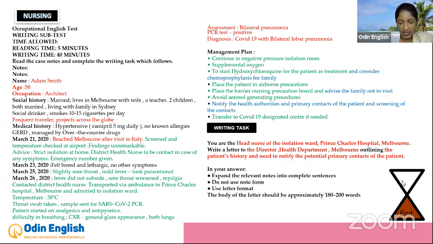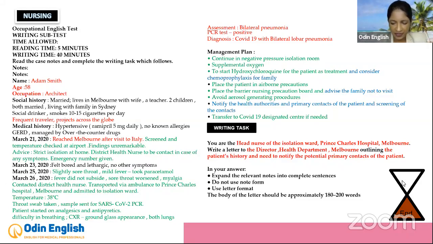Good. Naja Ajayan: It would be greatly appreciated if you could identify Mr. Smith's primary contacts who require screening. Please advise the family not to visit him and start chemoprophylaxis therapy. In view of the above, it would be... Yes, Maria, it is better now. In view of the above, you are requested to recommend chemoprophylaxis for his family, also restrict family visits. It is vital to notify health authorities and screen primary contacts of Mr. Smith.